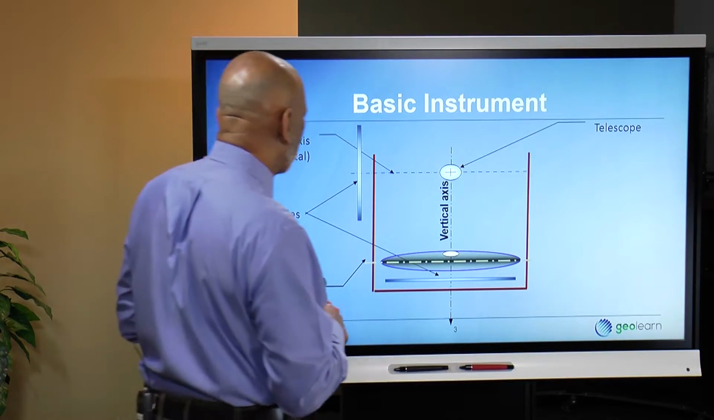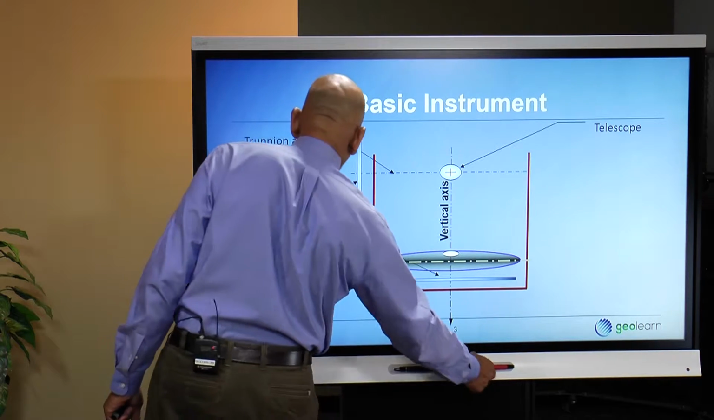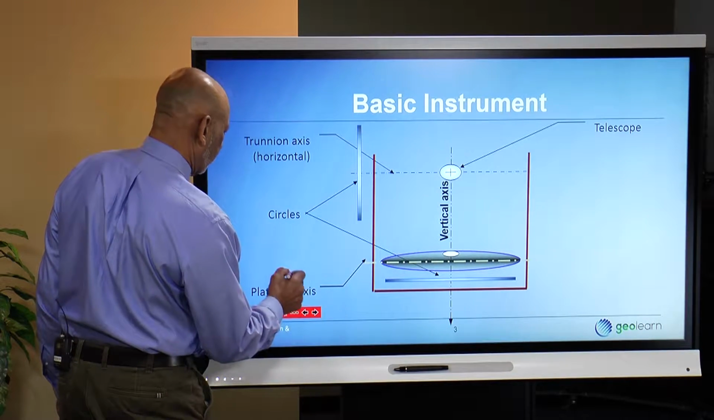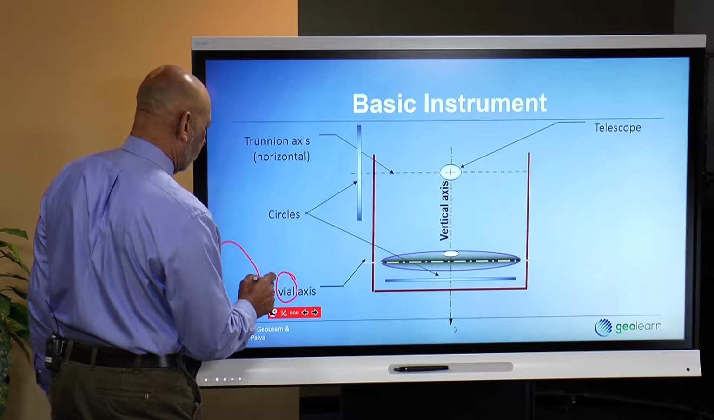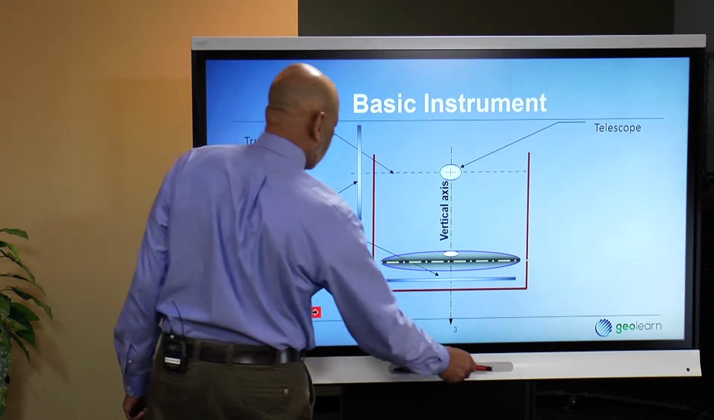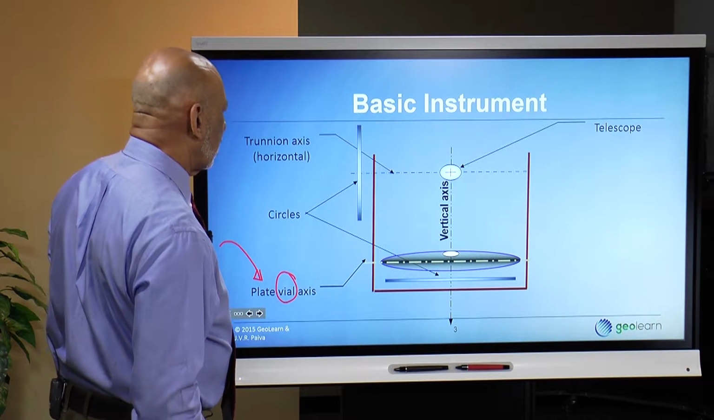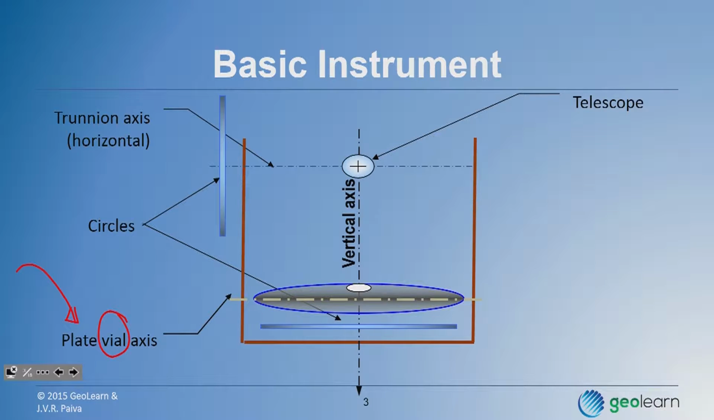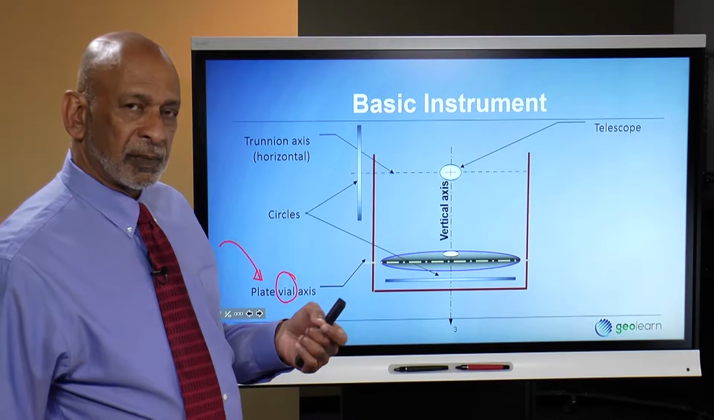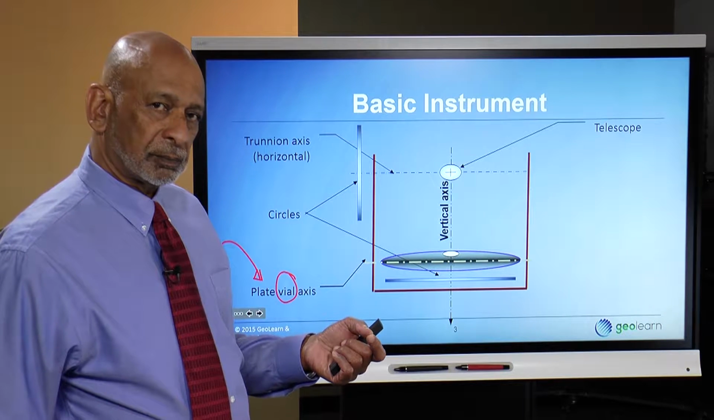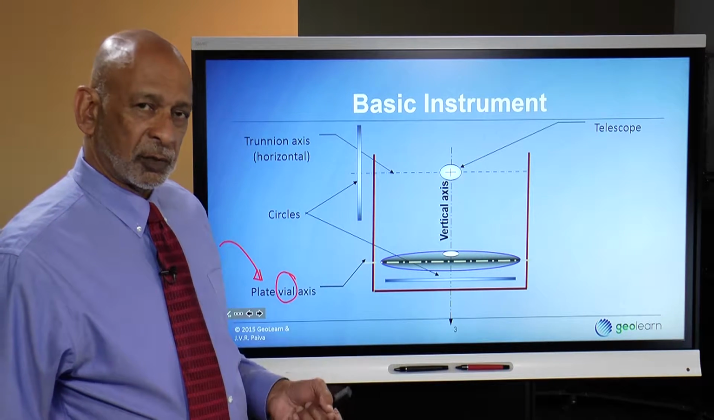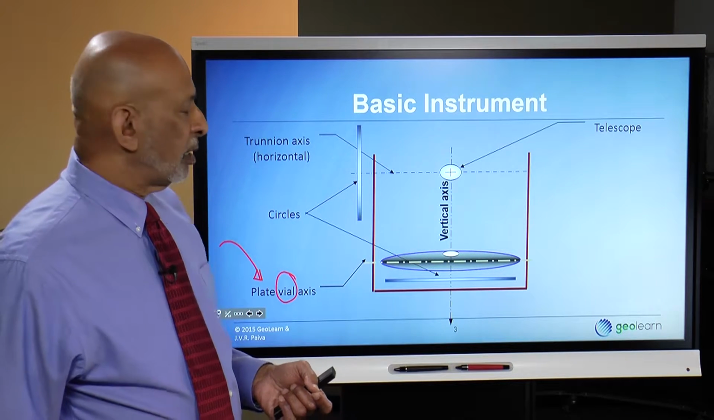We usually refer to that enclosure as a vial, and in the case of a transit, that vial is sometimes called the plate vial. That's because there's a horizontal circle and a vertical circle, and it used to be that the circle was called a plate because it was made of steel, usually plated with silver, and then had graduations engraved upon it.